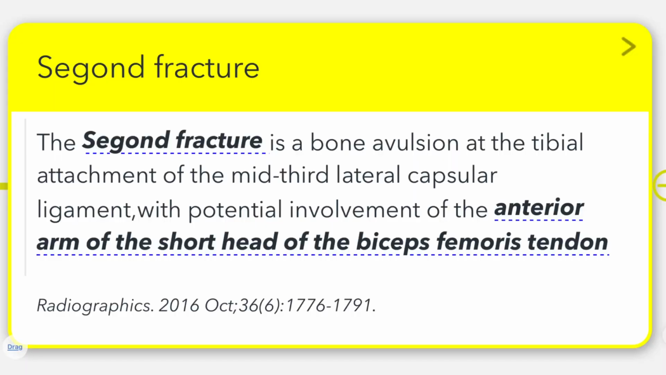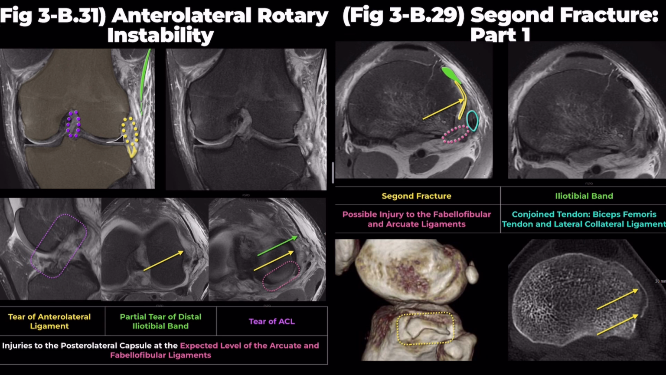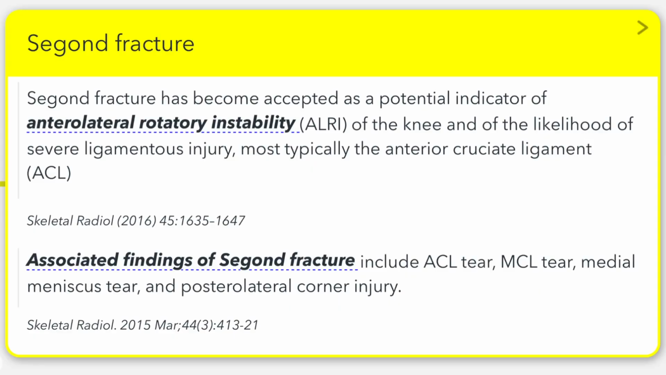the biceps femoris tendon. The second key point is that a Segond fracture is recognized as a potential marker of anterolateral rotatory instability of the knee joint, and is associated with other severe ligamentous injuries, most commonly to the anterior cruciate ligament or ACL.